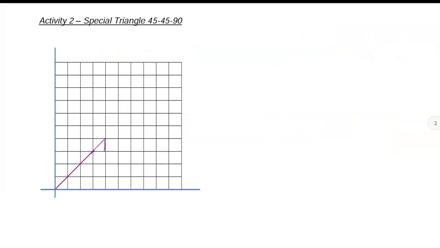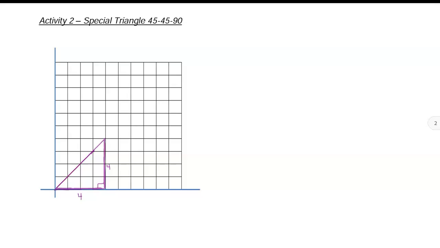So let's look at this triangle. What kind of triangle am I outlining here? Do you see a right triangle? You should also see that the legs of the right triangle are the same length. So there's a 4 on this side and a 4 on this side. What would the length of the hypotenuse be?